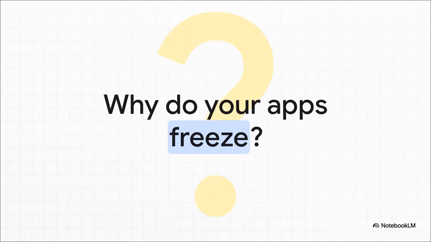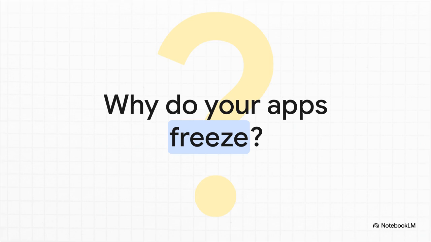You know the feeling, right? We've all been there. You tap a button in an app and absolutely nothing happens. The whole screen just freezes up, and then you get that infamous application not responding dialog. It's pretty much the worst experience a user can have. So what's actually going on here?